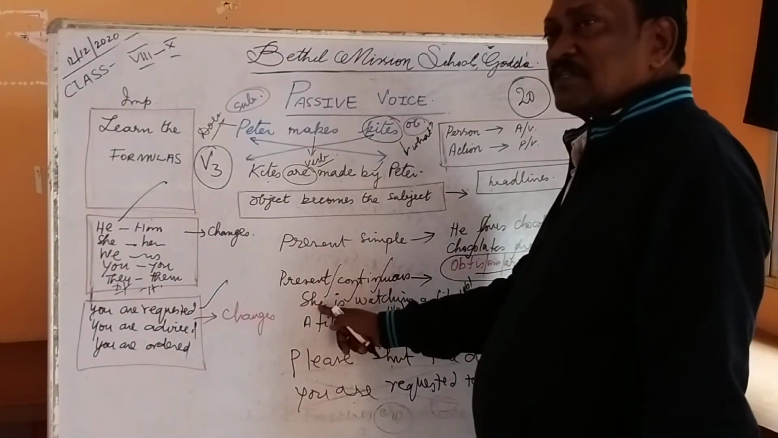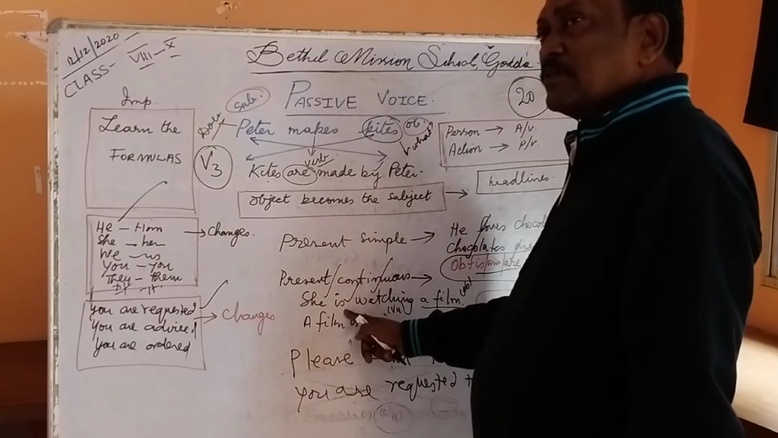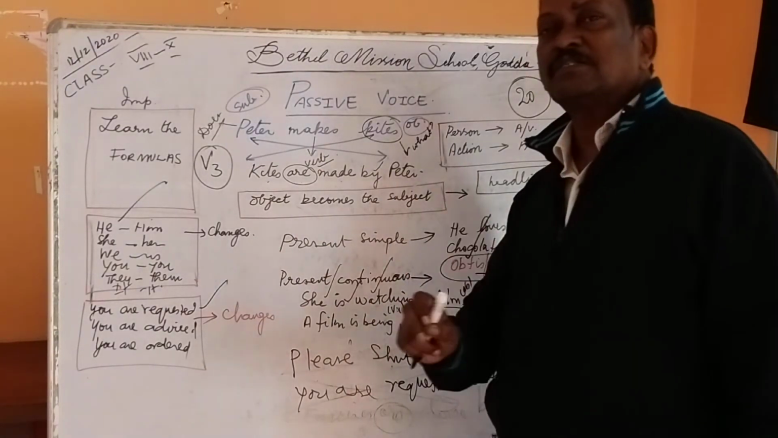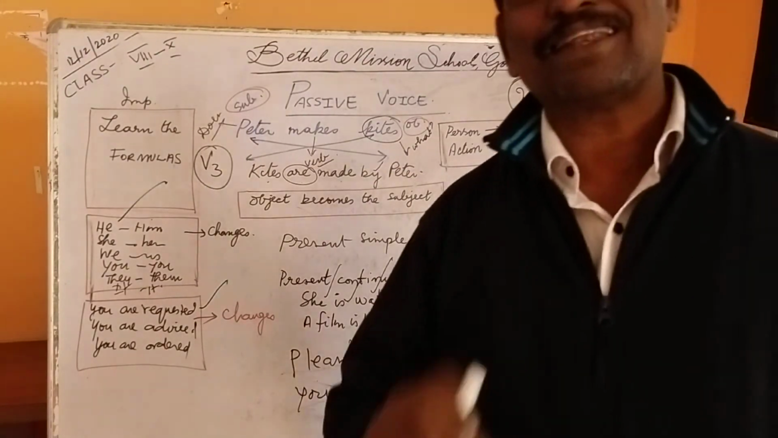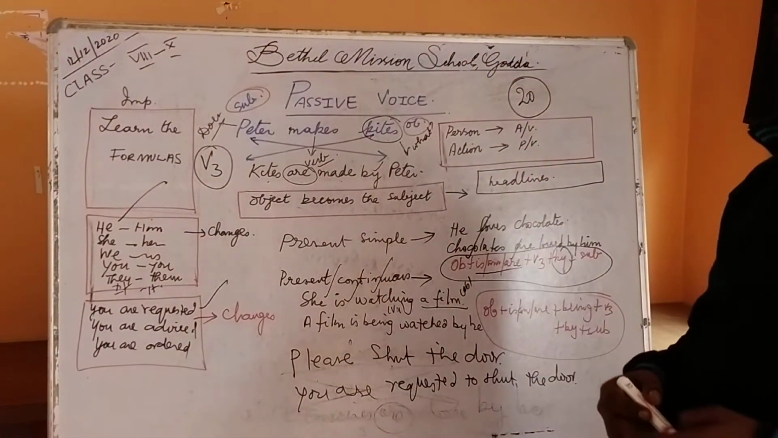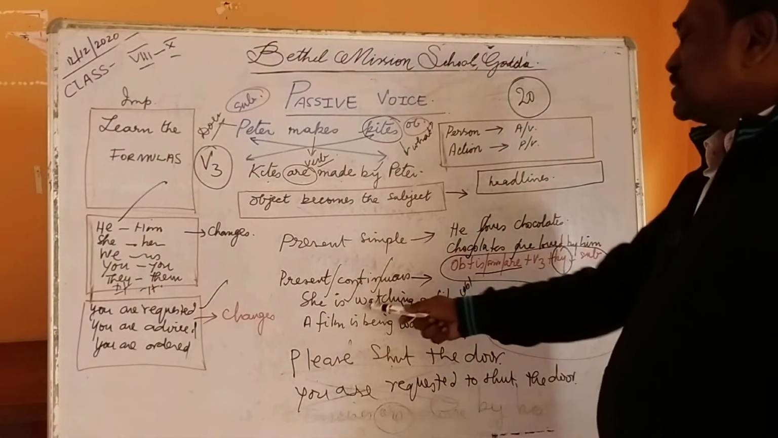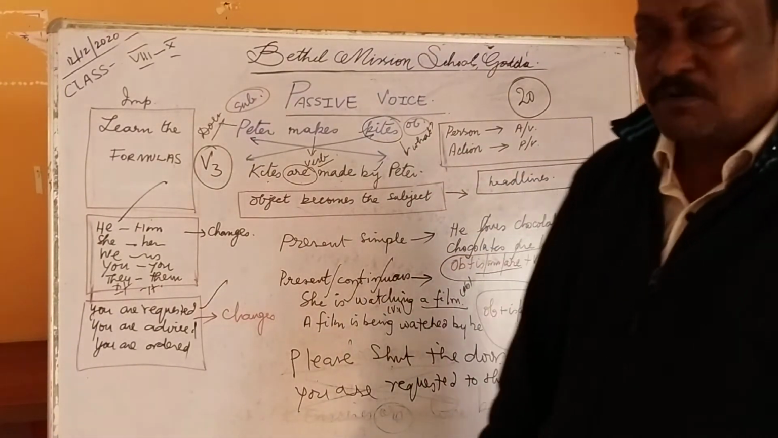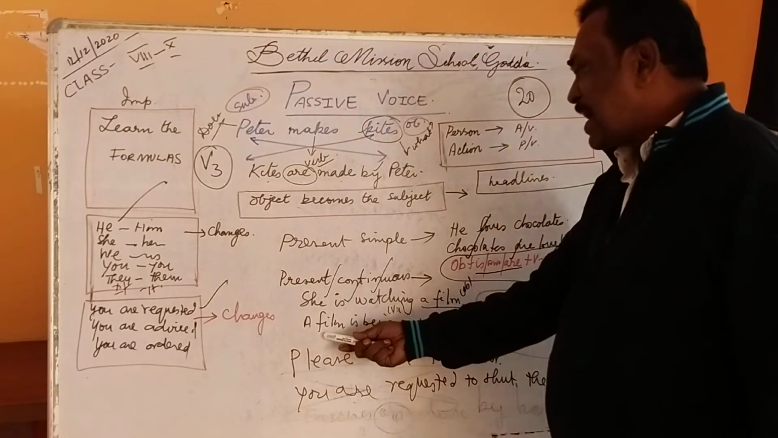So subject plus verb plus watching plus an object. This gives you the idea that the sentence is in the present continuous tense. So, she is watching a film. The sentence is in the present continuous. And how do I change that?